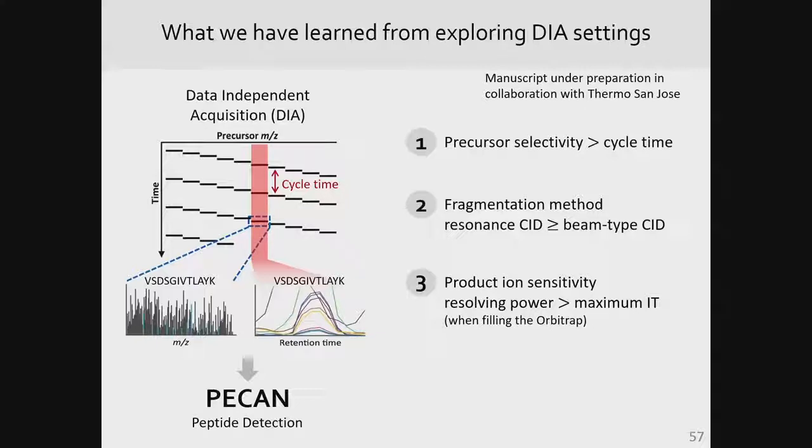Fragmentation method, resonance CID, is a little bit better than beam CID, but we still end up sticking with beam CID because that allowed us to get back some of the cycle time that was lost from the precursor selectivity. And product ion sensitivity and resolving power, when you are actually filling the Orbitrap, is more important than max inject time. But in general, how we gain the sensitivity in the first place is using high maximum inject time.